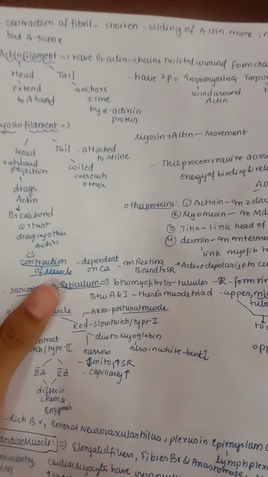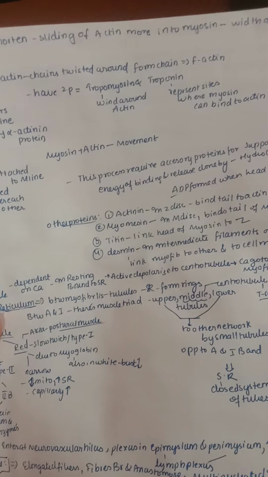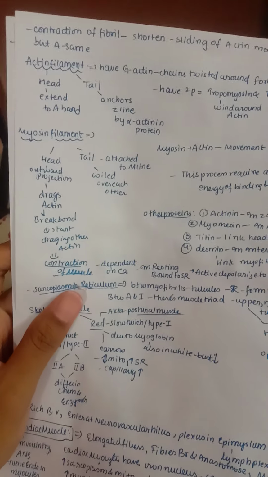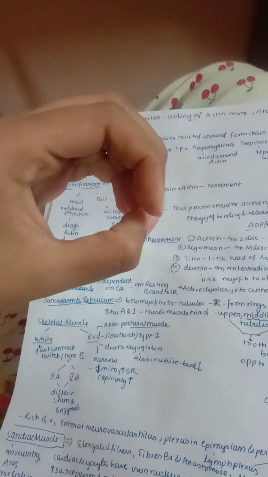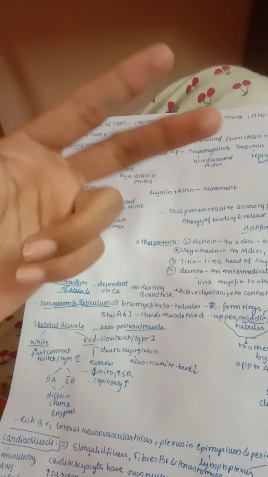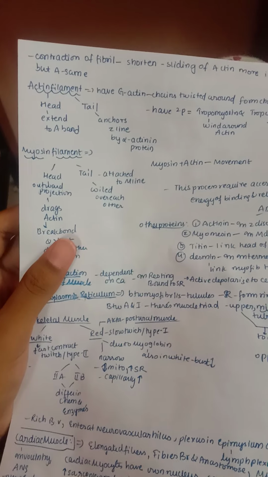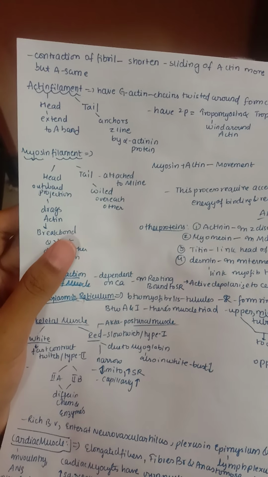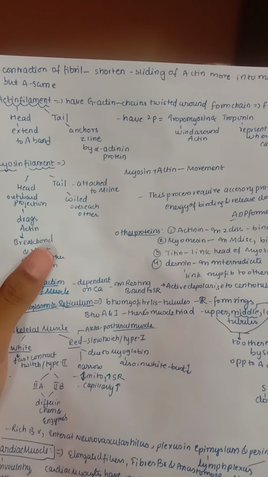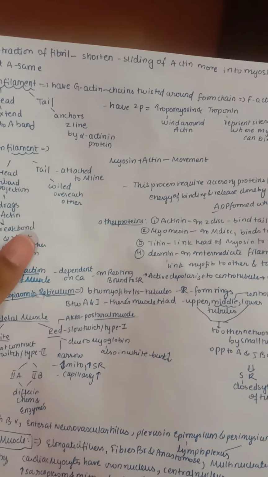The actin filament is actually made up of G actin, whose chains are twisted around to form a chain known as F actin. G actin is like one round molecule, and all of those together twist, there are two chains, so they twist like this. If they twist and form a chain, then we call it F actin. The actin filament has both a head and a tail. The head extends up to the A band, that is the thick band, and the tail anchors to the Z line by the alpha actinin protein.